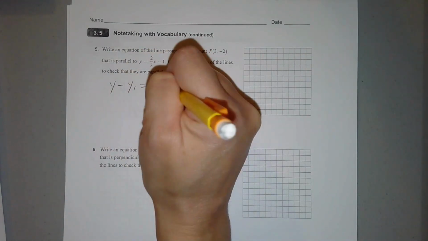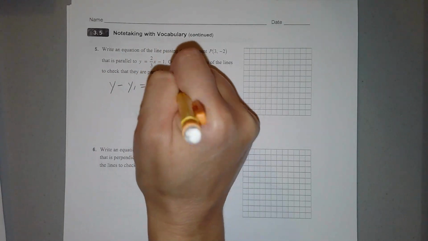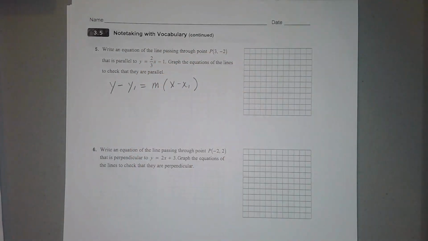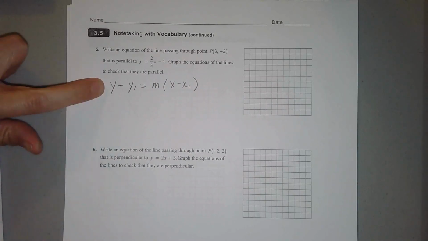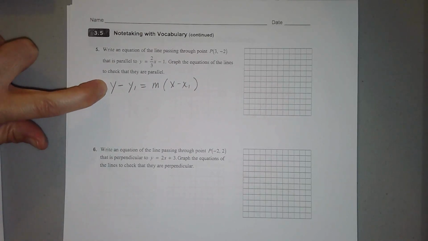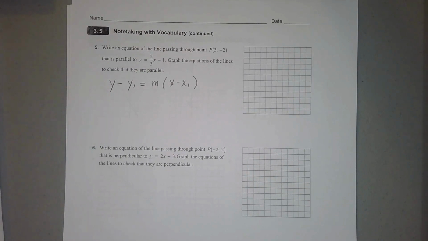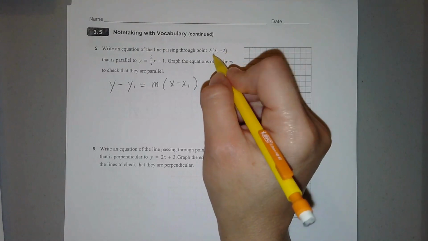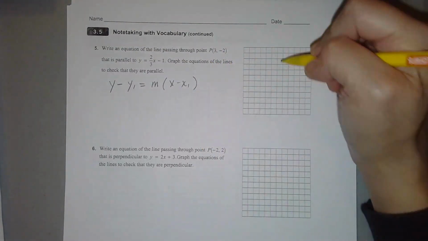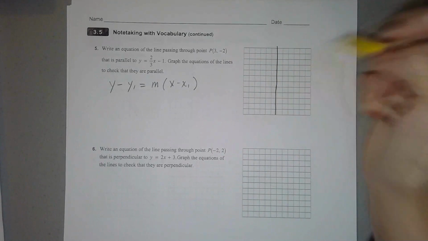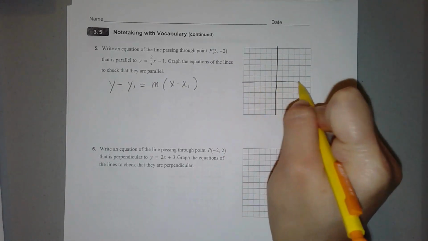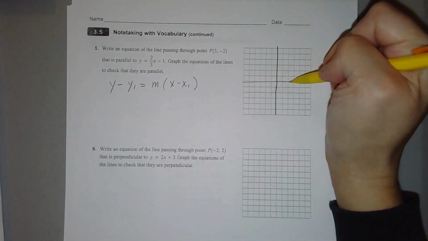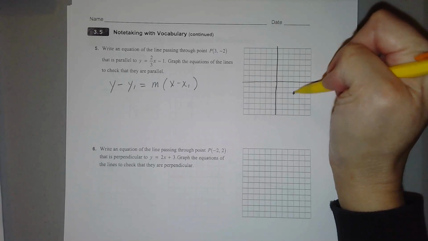Anytime I'm asked to write the equation of a line, and I'm given a point, and I'm talking about slopes, I'm going to use the point slope form. This is what we call our point slope form: y minus y1 equals m times x minus x1. So the first thing I'm going to do, if I'm going to write an equation of a line passing through this point, is go ahead and graph this. So I'm going to draw in my axes. And then 1, 2, 3, 1, 2. That's point P.